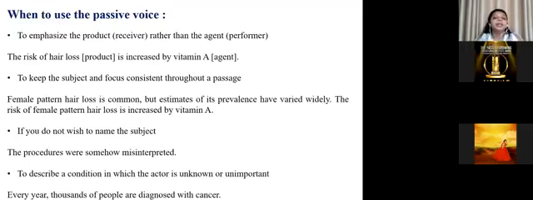And also you can use passive construction when you want to keep the subject and focus consistent throughout the passage. Okay, again, we want to keep the subject consistent throughout the passage. Let's see. Female pattern hair loss. Female pattern hair loss is common, but estimates of its prevalence have varied widely. The risk of female pattern hair loss.